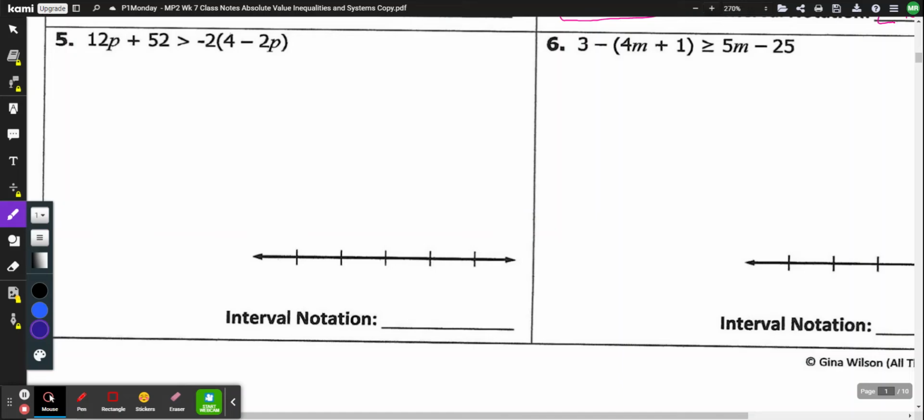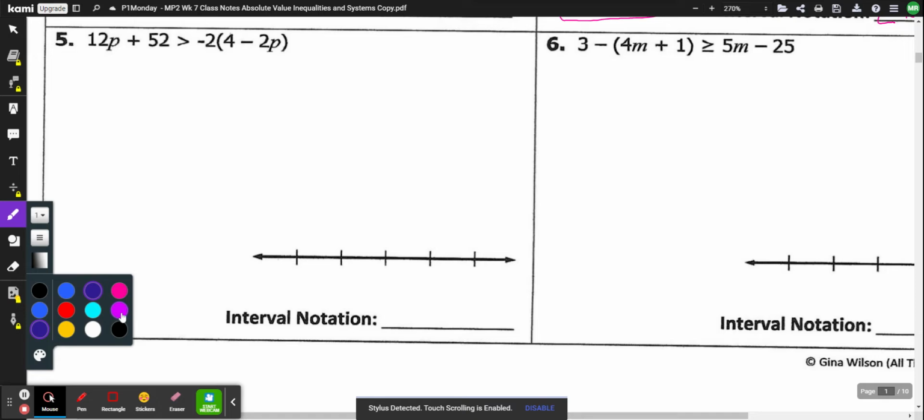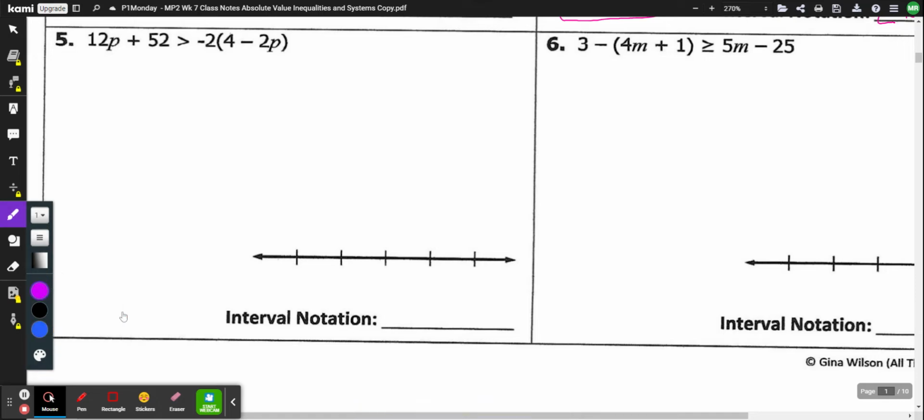Good morning, everyone. So today we're going to continue looking at these inequalities, how to solve them, graph them, and then write them in interval notation. Let's start with number 5. So the first thing we want to do is get all the variables, so anything with a p, onto the left side of the inequality, and anything that has a number or a constant to the right side of the inequality.